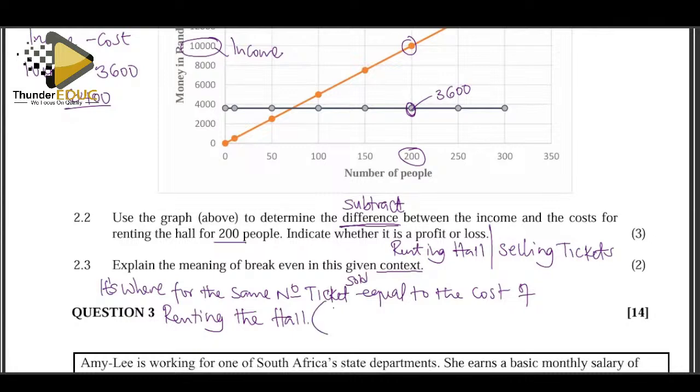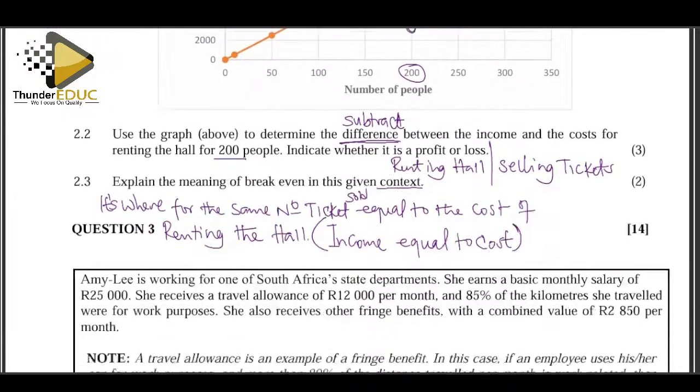Someone else would say it's where income equals costs. Others would say revenue equals expense. All right. That marks the end of question number 2. We go to question number 3.